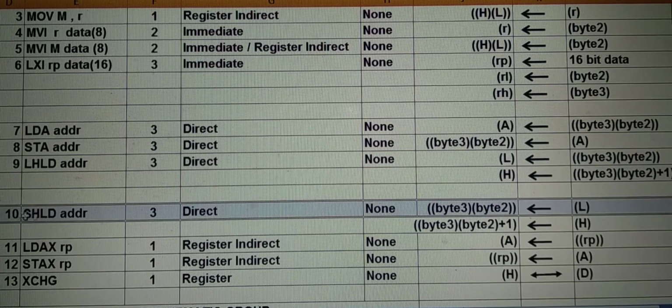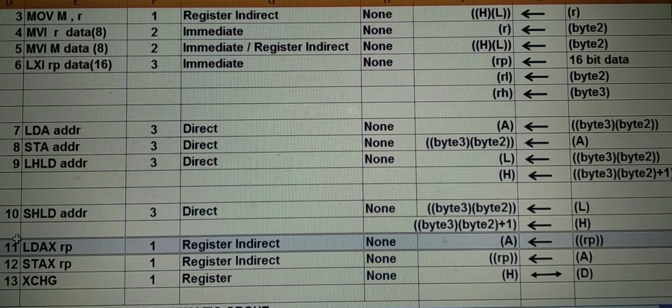Next, SHLD, store content of H and L direct. It means the second and third bytes of the instruction give the memory, therefore the addressing mode is direct. The number from register L goes to the memory location given by the second and third bytes, and the number from register H goes to the next consecutive memory location.